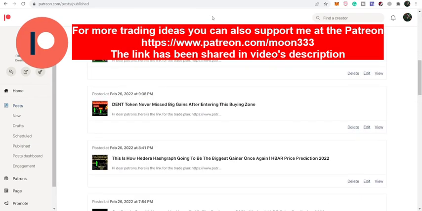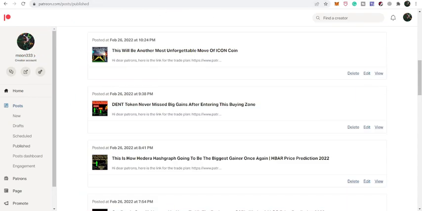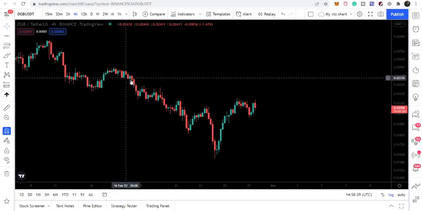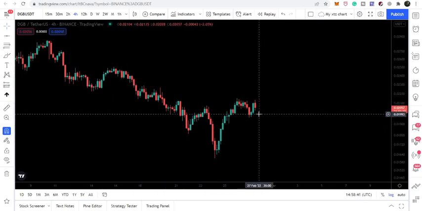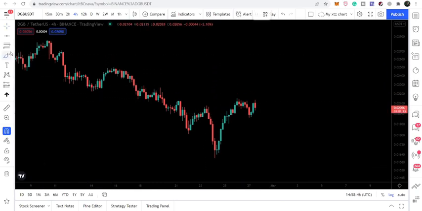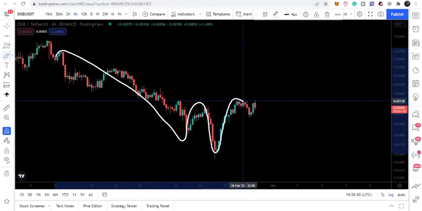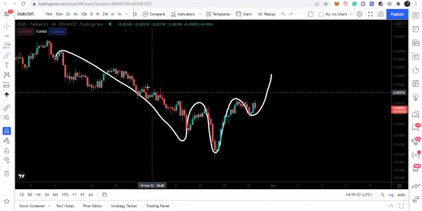So let's start the analysis. First of all, let me just show you a small time frame, a 4-hourly time frame chart. And here I would like to show you a formation of an inverse head and shoulder pattern. Right now Bitcoin is also forming such a pattern, and DigiByte is also following the move of Bitcoin, and it has formed this inverse head and shoulder pattern.